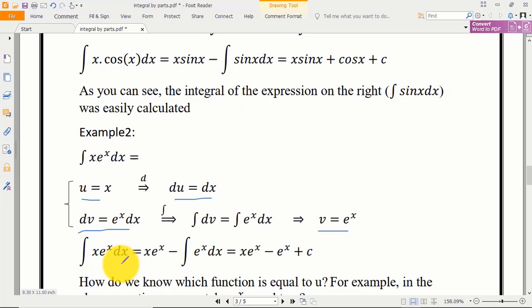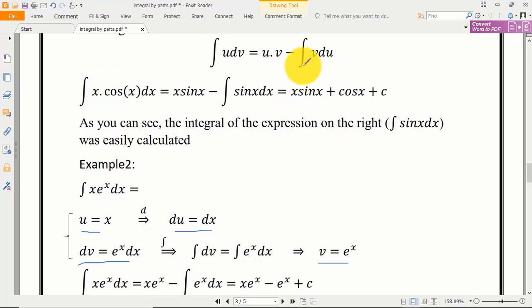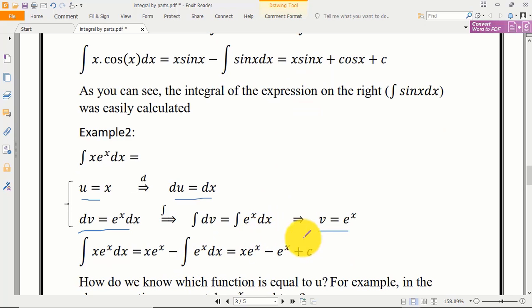So the integral of u dv is our integral, the integral of x e to x dx. It is equal to u times v, where u is x and v is e to x, so x e to x, minus the integral of v du, where v is e to x and du is dx. All we have to do is evaluate the integral of e to x dx.